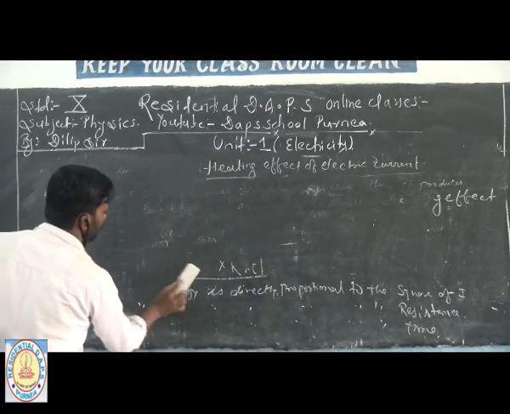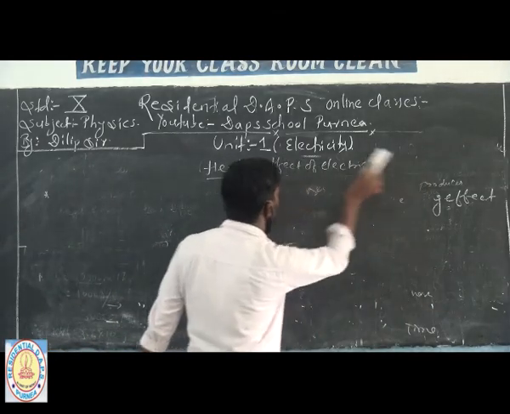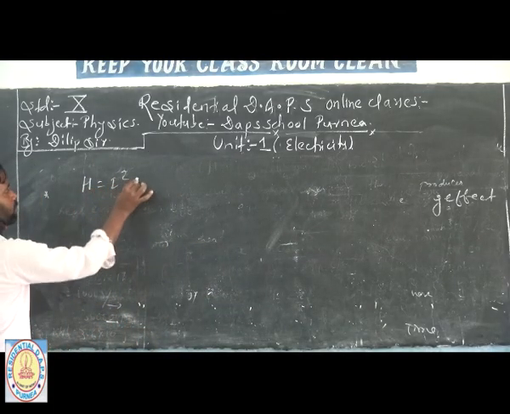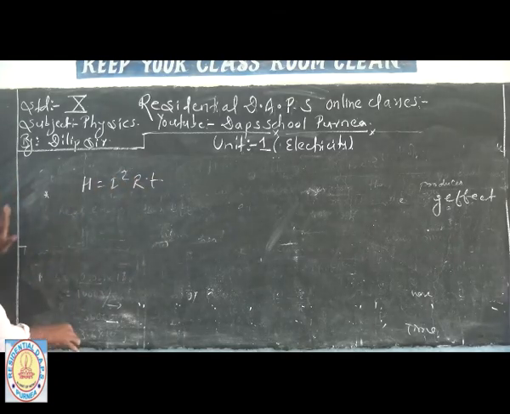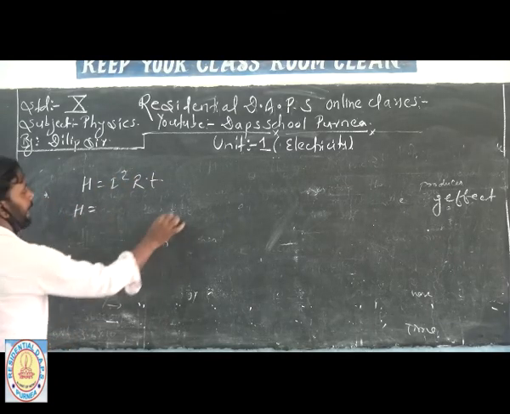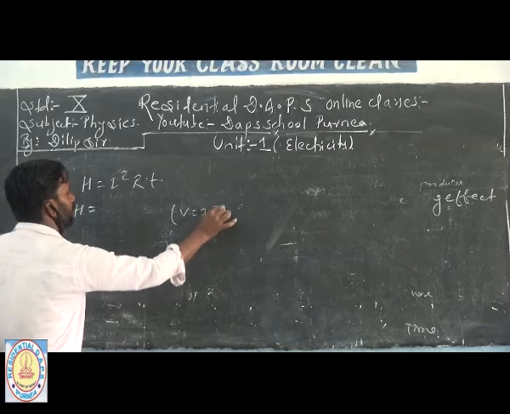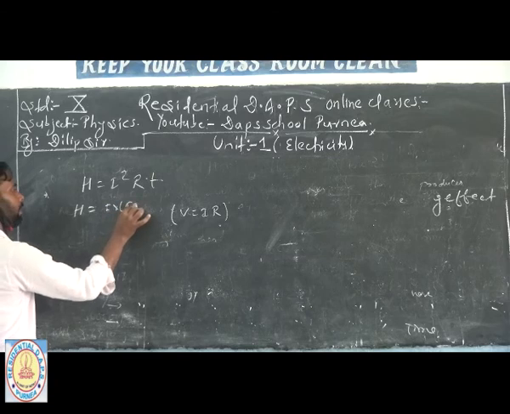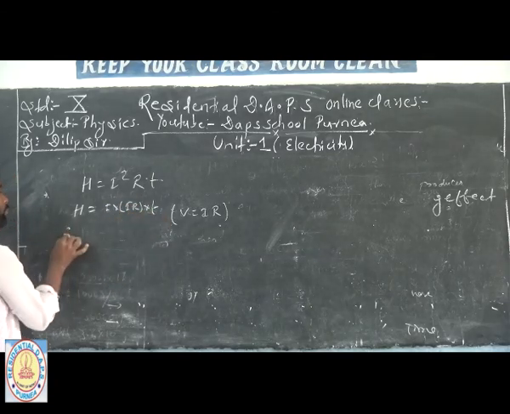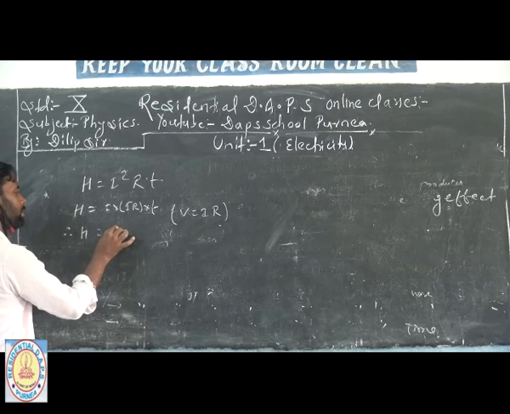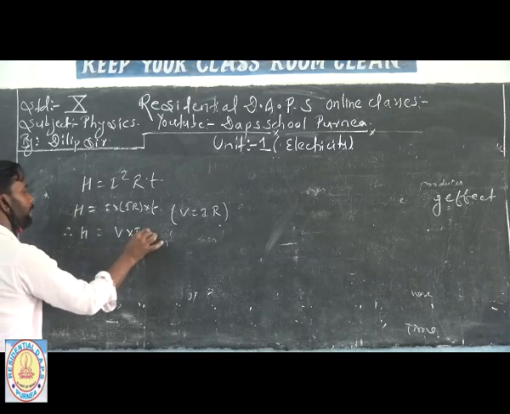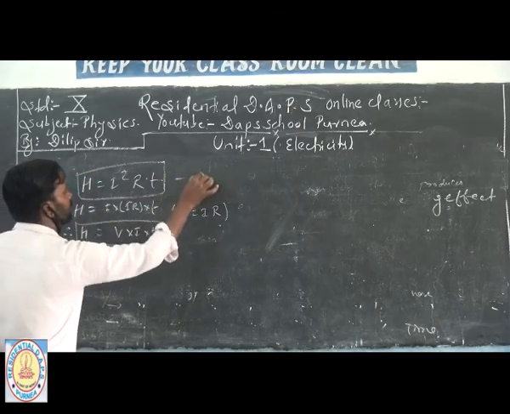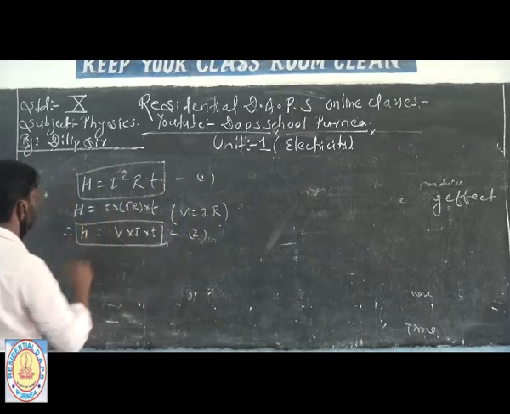Now we will derive various formulas for the heating effect. As we know, H equals I square RT. Now, as we know, V equals IR, so we can replace it: I into IR into T. Therefore, one formula is H equals V into I into T, VIT. This is formula 1, and this is formula 2.